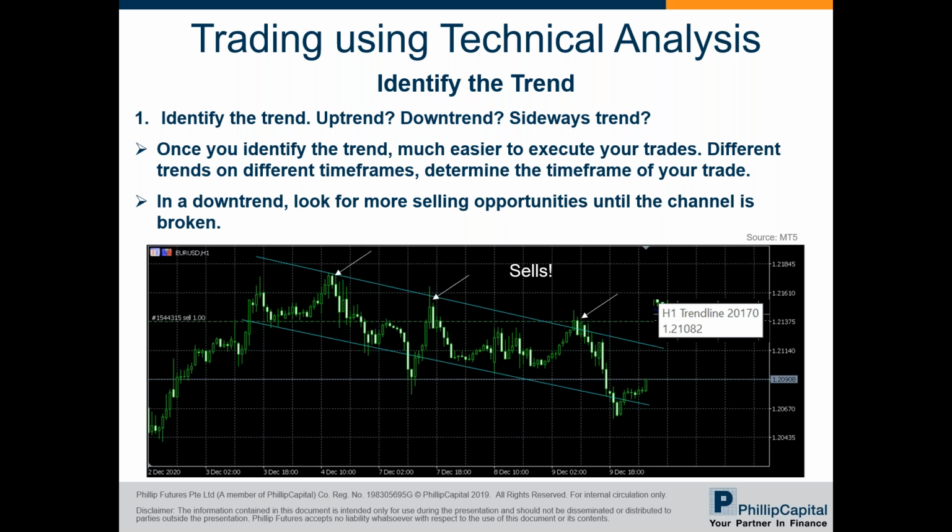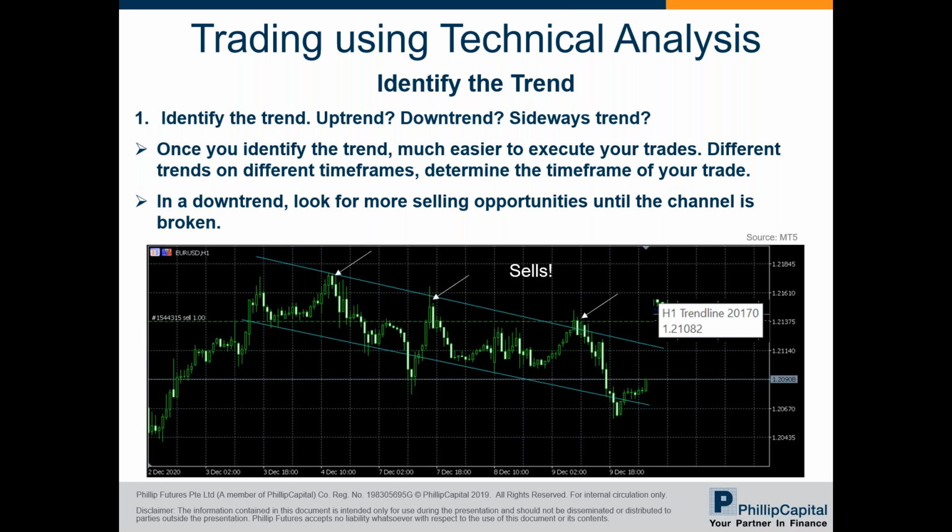So, trading using technical analysis. For me, the number one important thing when you look at the chart is to always identify the trend. At any point in time, for any currency pair, any product that you're trading, any counter, it's in one of these three trends: an uptrend, downtrend, or a sideways trend. So look for what trend it is doing, either up, down, or sideways. Once you identify the trend, it's much easier to execute your trades.